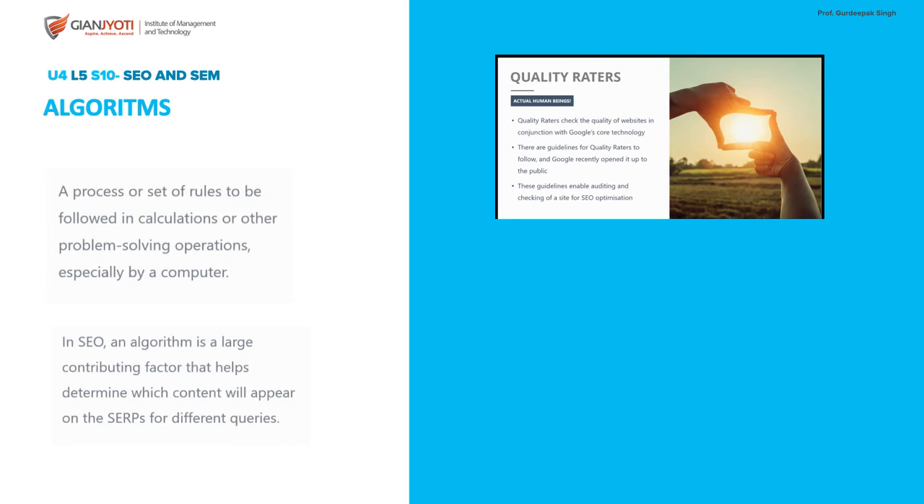So let's talk a little bit about the algorithm. What is an algorithm? An algorithm is just a set of rules which are to be followed, right? The sequence which has to be followed in calculation of indexing if we talk of search engines. In search engine optimization, we define the algorithm as a large contributing factor that helps determine which content will appear on SERPs for different queries. That is the algorithm which they keep on revising.